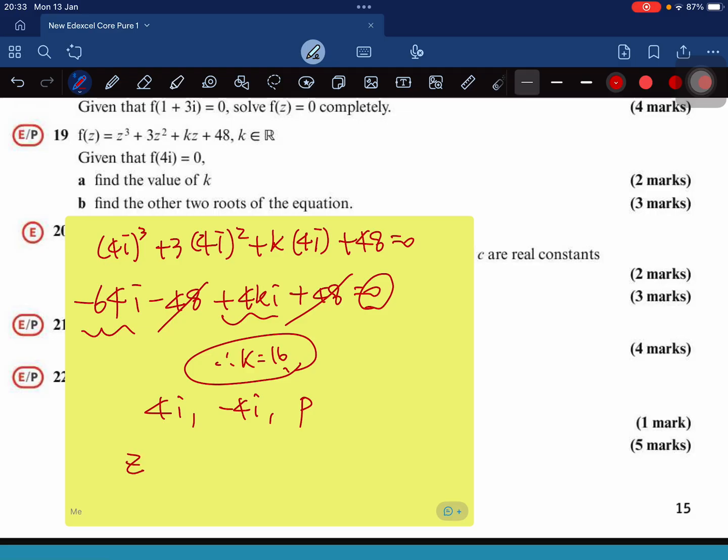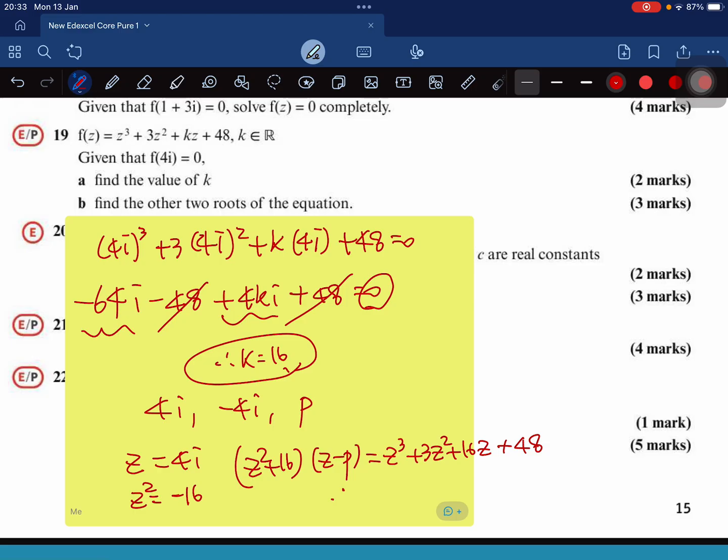So z equals 4i, z squared becomes negative 16. So z squared plus 16 and z minus p should be z cubed minus 3z squared plus 16z plus 48. Therefore, p equals negative 3.